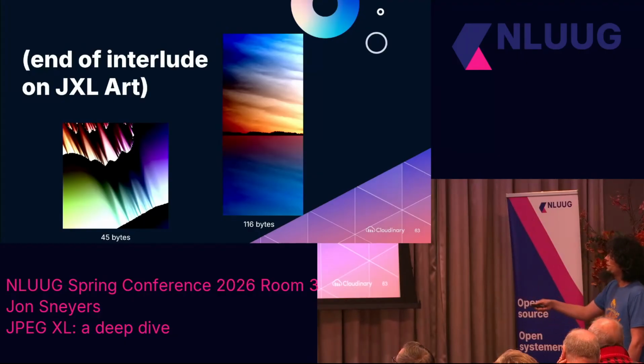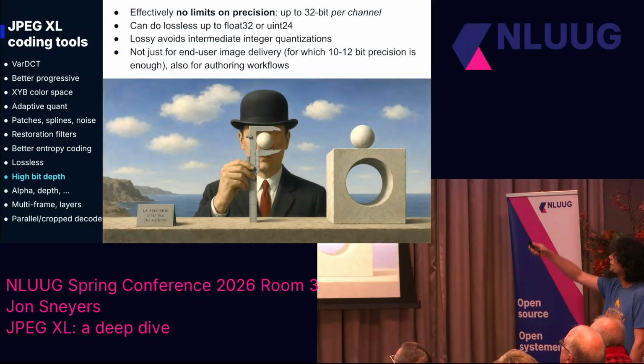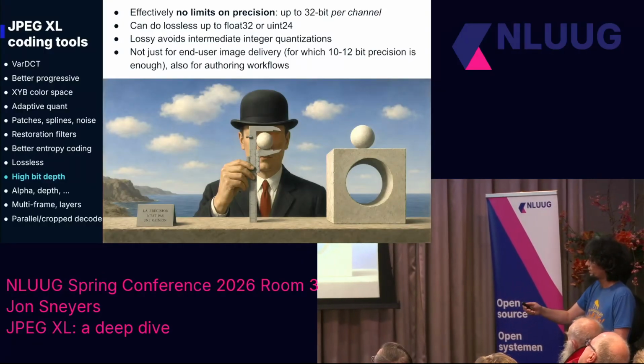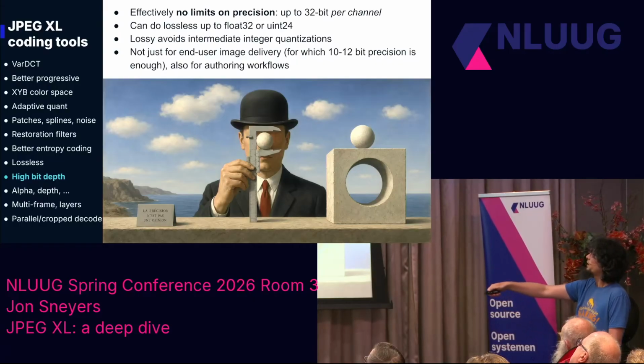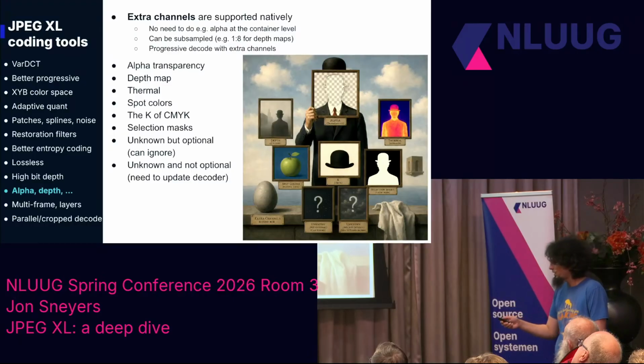All right, I'm almost done. JPEG XL has very high precision, can do up to 32-bit per sample, per channel, which is way more than what we will ever need. It can do all kinds of extra channels like alpha, but also depth, infrared, spot colors, selection masks, and so on. It's also designed to be extensible in this way.